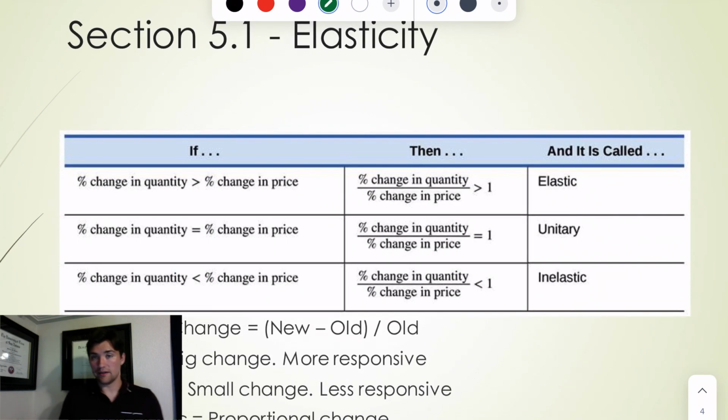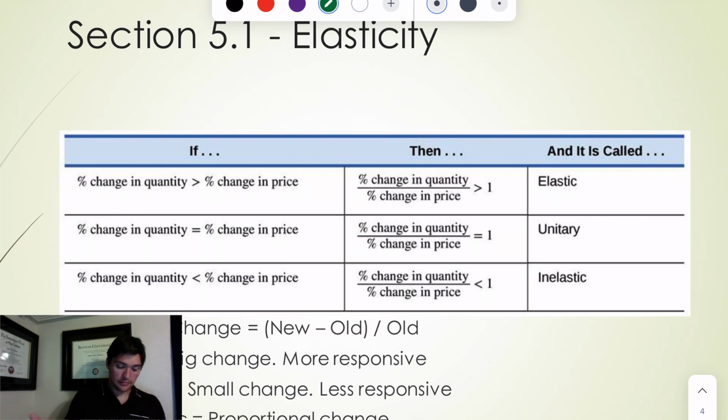So the formulas are scary for some people, but don't worry. It's the percent change in quantity divided by the percent change in price. So that number we did earlier, that 0.5, we did the math for it. Now, what does that mean? So there are three types of elasticity.